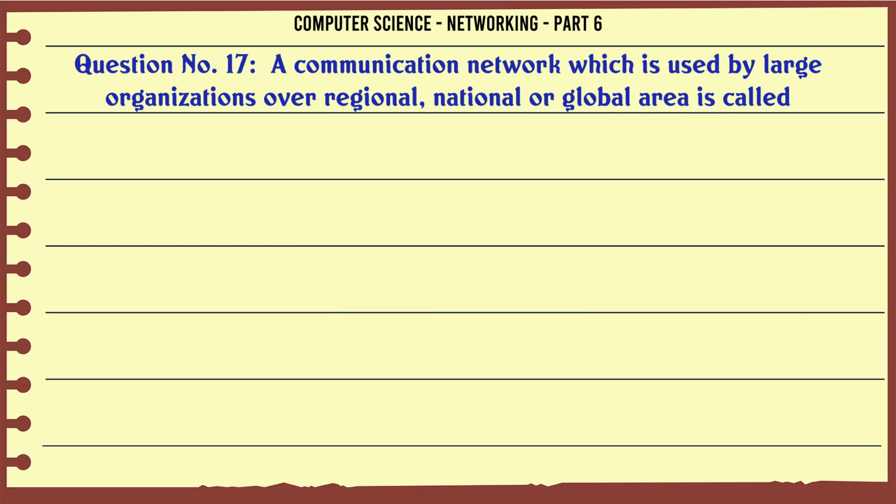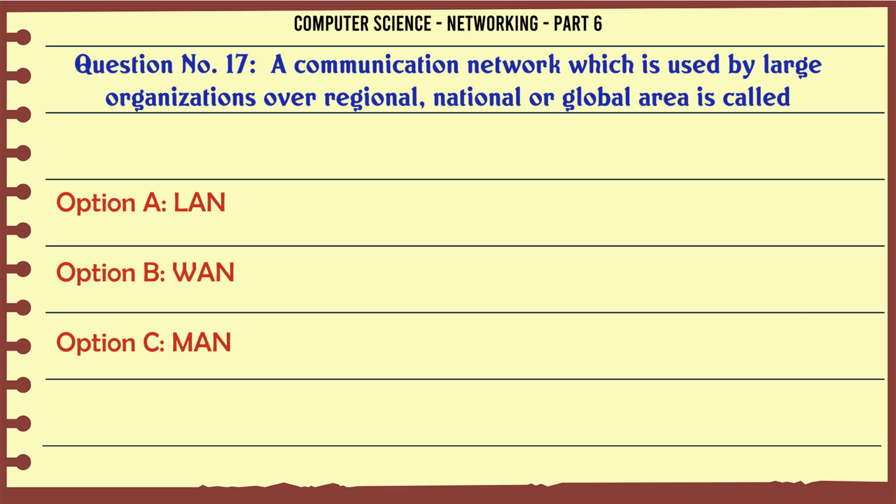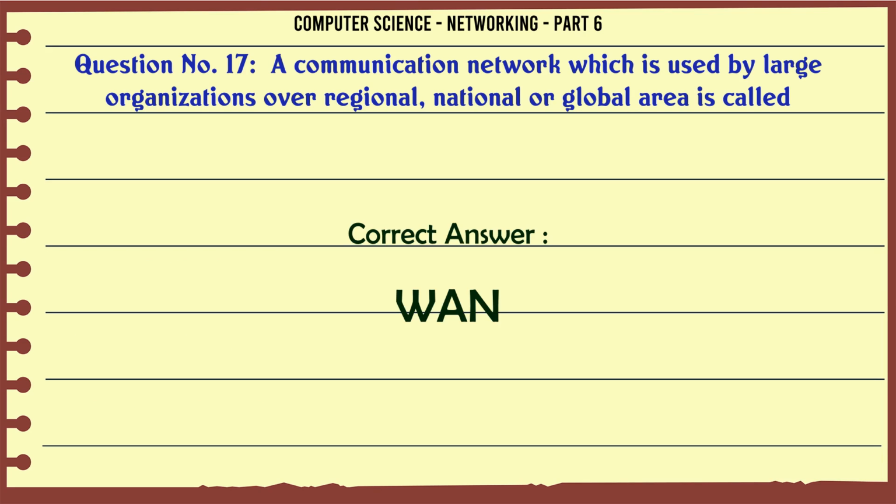A communication network which is used by large organizations over regional, national or global area is called A. LAN. B. WAN. C. MAN. D. Intranet. The correct answer is WAN.